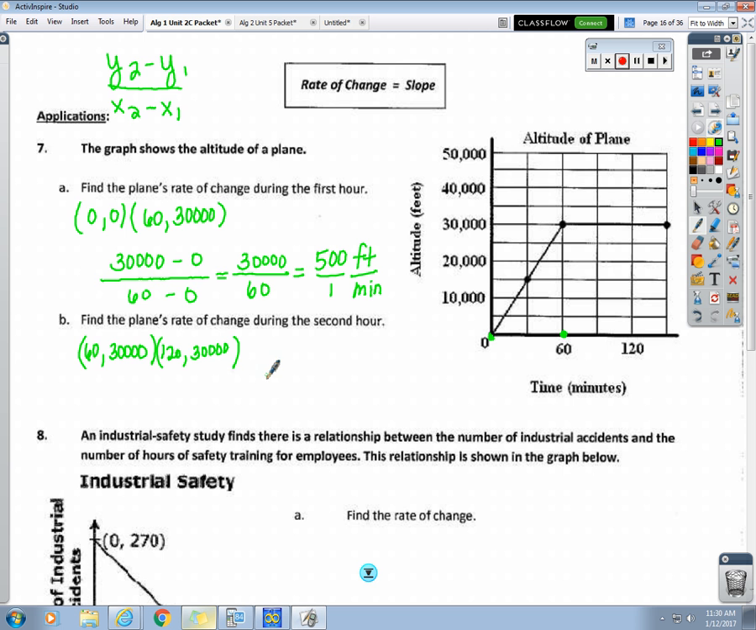So when you do the slope formula, y2 minus y1 is going to give you what? 0. And then x2 minus x1 is going to give you, well, what's 0 over 60? So we have 0 slope. Doesn't that make sense because it's a flat line between those two? It's constant. That means the plane has reached its highest point and it's not going any higher. This will remain constant until it's ready to land.